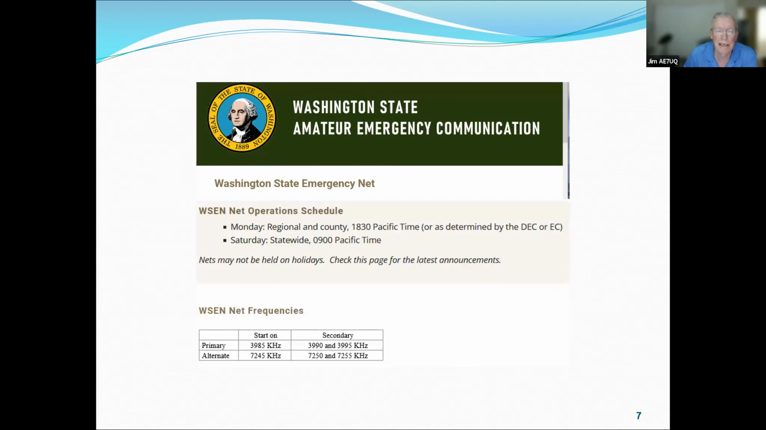I mentioned this is the Washington State Emergency Net, WSEN. This is an example of these are all practice nets, unless there's a real emergency, then they can be activated to cover the emergency. This particular one has Monday and Saturday check-ins. You can see from the frequencies, if you recall Randy's last discussion, you can figure out what wavelengths these are on.